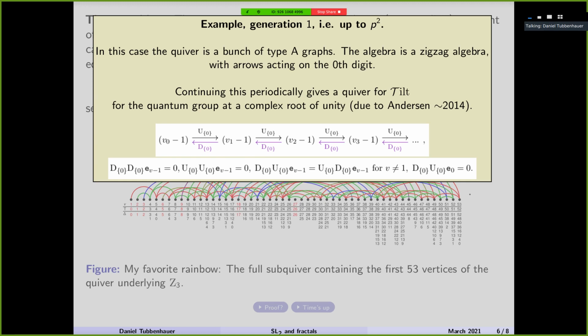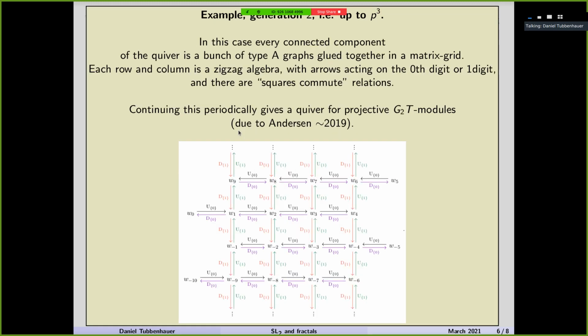So this is the quiver. Up to a certain point, this is the quiver. And this structure then repeats, that's why it gets fractal. This structure repeats, let's say, if you go to P cubed, the next generation, you have zigzag algebras nested inside of each other. So you have operators on the 0th digit, you have operators on the first digit, and relations are the relations I showed you along the rows and columns, and squares commute. So whenever you run around the square, squares commute.